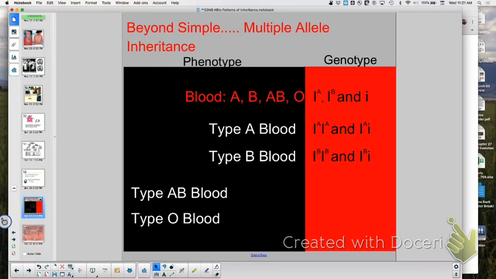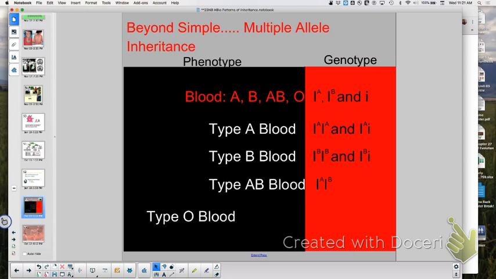Discuss with your bio buddy, how do you think you get type AB blood and type O? Discuss. It would be like two big I's and then one diagonal, IA IB. Hang on just for a minute. And then O, what? Two littles. Did you say this? Yes, I do. Okay, now let me show you, hang on to that.